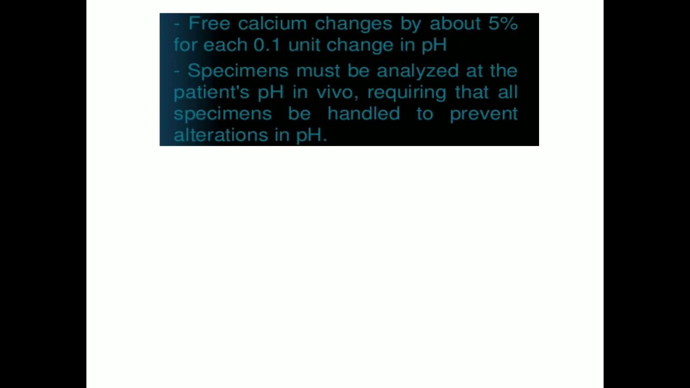So sorry, total calcium will not be 10, say total calcium was 5. The free calcium will change, the total calcium will not change. The free calcium was 5 when the pH was 7.4. If it increases to 7.5, then the free calcium will decrease by 5%. So which was 5, it will now become 4.75. So it will decrease pretty much.